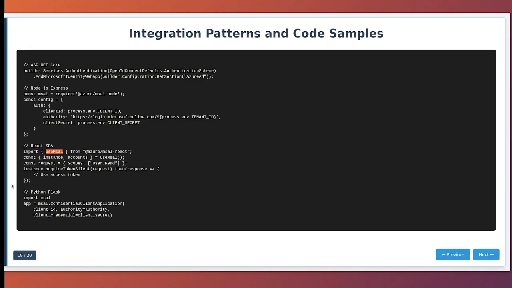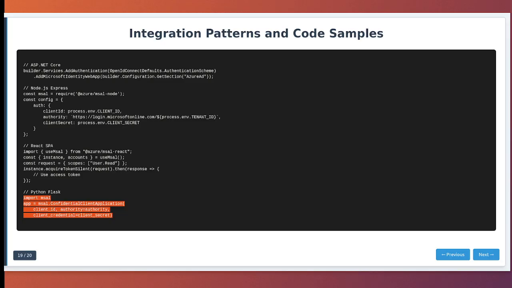Python Flask applications benefit from the MSAL Python library. The pattern involves setting up routes for login and authorization callbacks. The library handles the OAuth dance, but you need to properly manage sessions. Store tokens in server-side sessions, never send them to the client.